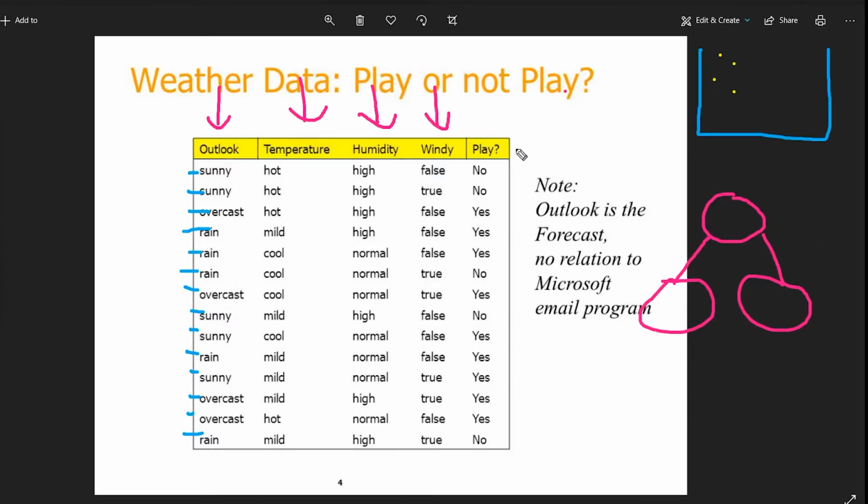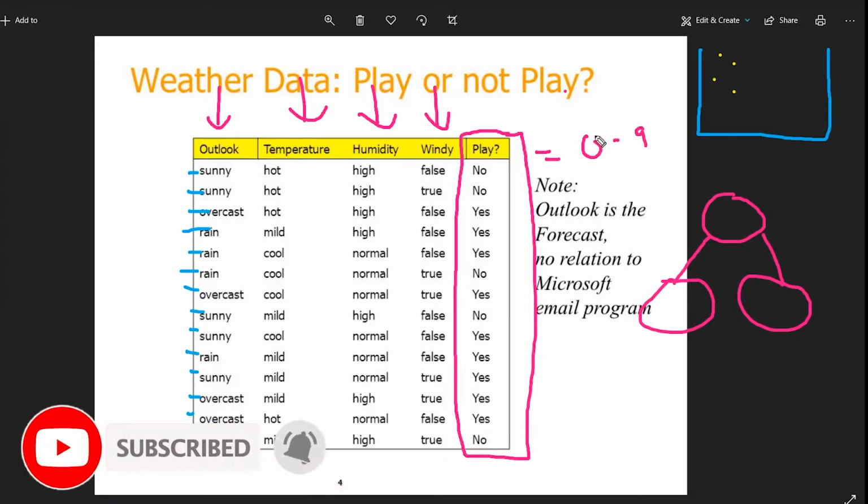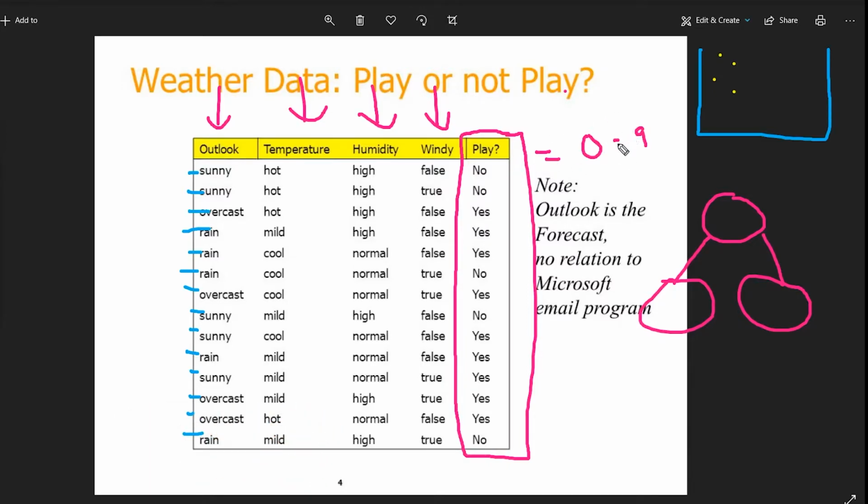Let's suppose, as we have already calculated the entropy for this, the entropy for this is going to be somewhere around 0.9. You can also calculate that again using the formula, which is summation p_i log p_i. So this is the formula, and you can calculate the entropy here.